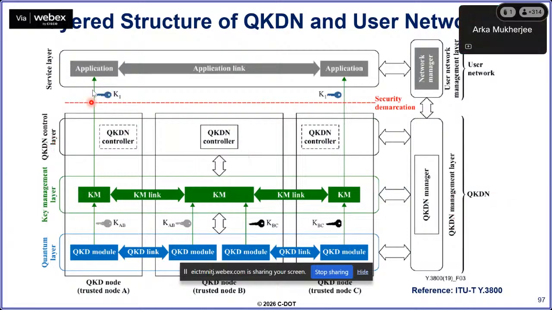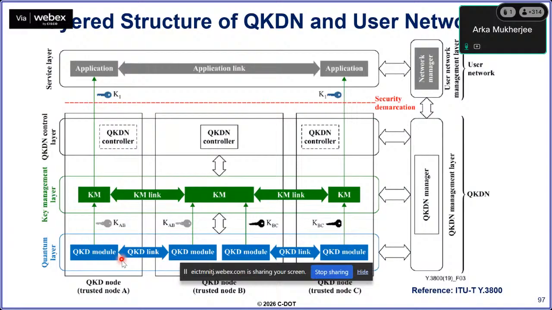But if the key leaves your system and it is supplied to any service layer or any application entities, and the key gets compromised here, because it may happen that your QKD system is secure and the key gets compromised by the root encryptor. So it is not actually the fault of the QKD system, but it is a fault of the application link. So that's why this demarcation is there.